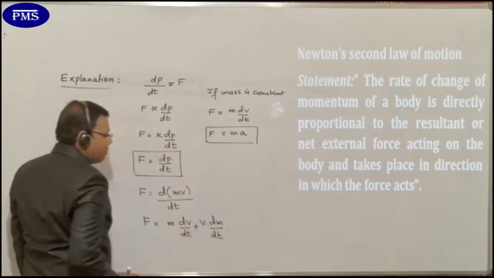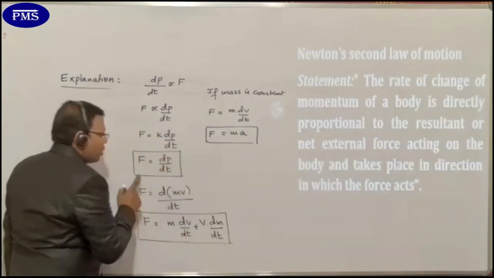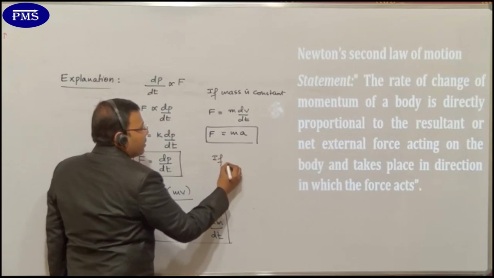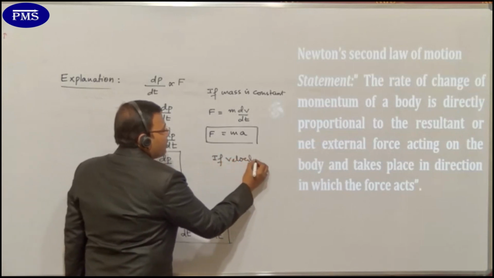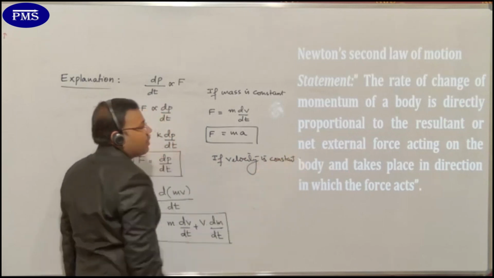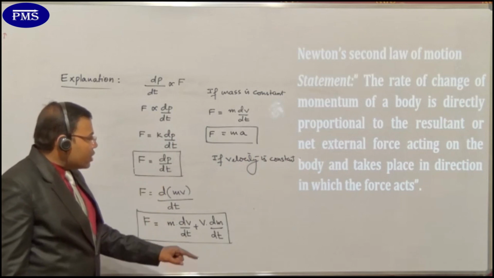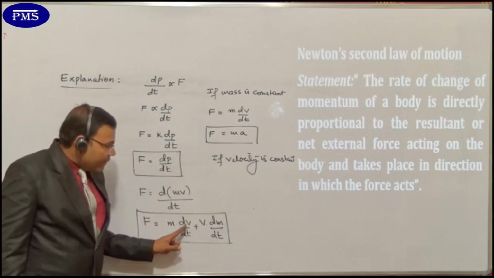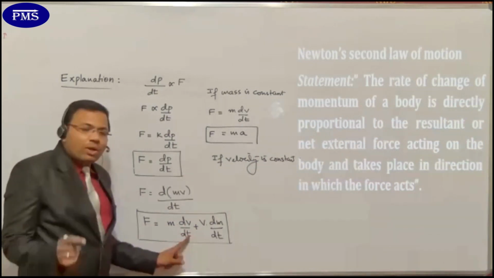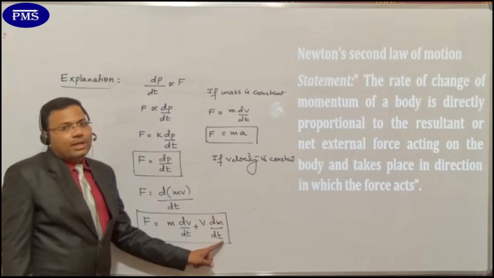This is also an important formula, and we can expect questions on this. And the second one: if velocity is constant. I have given you the situation, velocity as constant means conveyor belt, I have given the example. Under that situation, when velocity is constant, beta, this term will become 0. dv by dt is 0, plus v dm by dt.